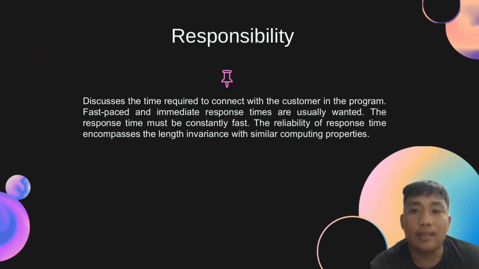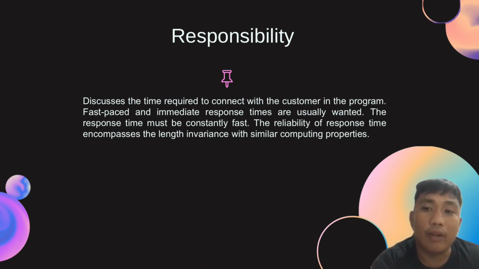Responsiveness discusses the time required to connect with the customer in the program. Fast-paced and immediate response times are usually wanted. The response time must be constantly fast. The reliability of response time encompasses the length invariance with similar computing in the program. It emphasizes the importance of fast and consistent response time in interacting with customers in a program. It suggests that users typically prefer quick and immediate responses, and this responsiveness should be maintained consistently over time.